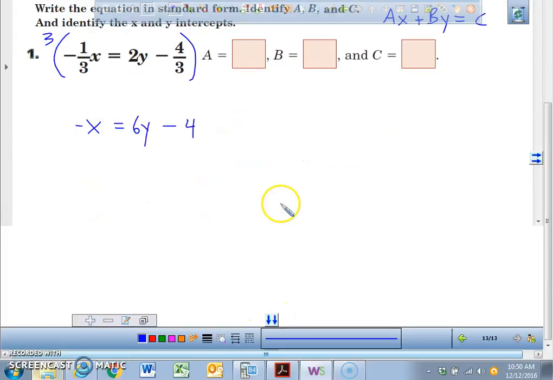Okay? So the first thing you need to understand is A, B, and C all need to be integers with the greatest common factor of 1. And A cannot be negative. All right? So A can't be negative.